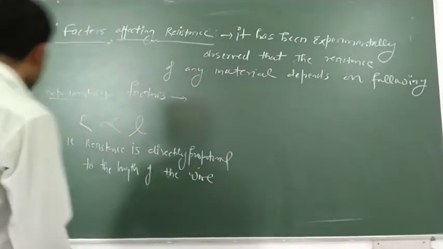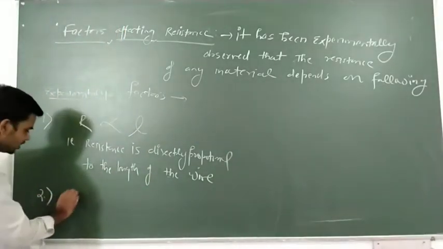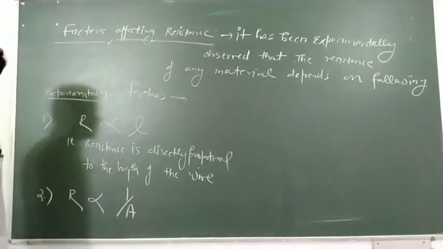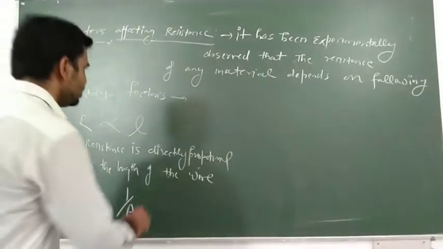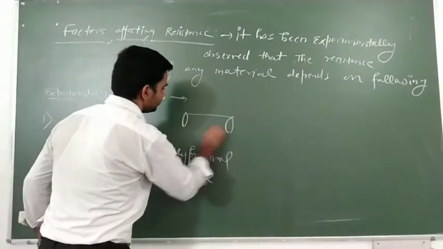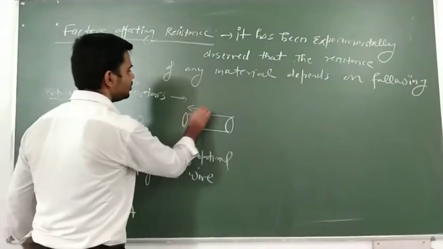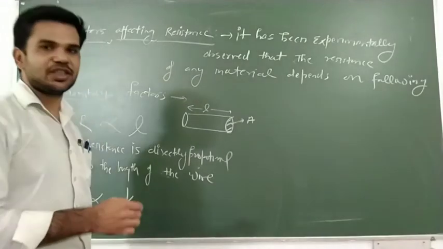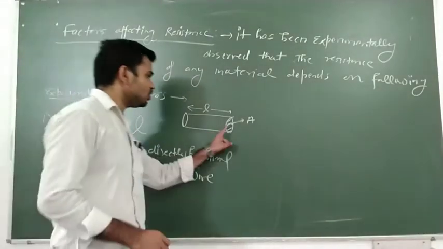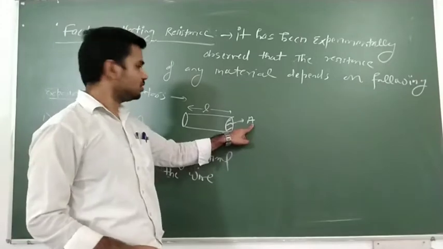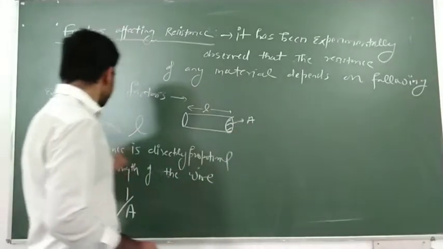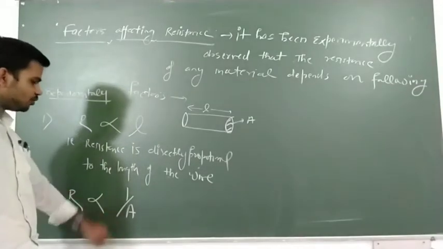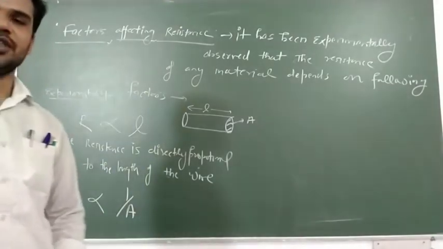Okay. The next one, second: the resistance of any material is always inversely proportional to its cross-sectional area. Suppose that the wire is of cylindrical shape. This is the length of the wire, and this circular portion is the cross-sectional area. The cross-section is circular. So let us suppose that this cross-sectional area is A. So resistance is always directly proportional to the length of the wire and is always inversely proportional to the cross-sectional area of the wire.